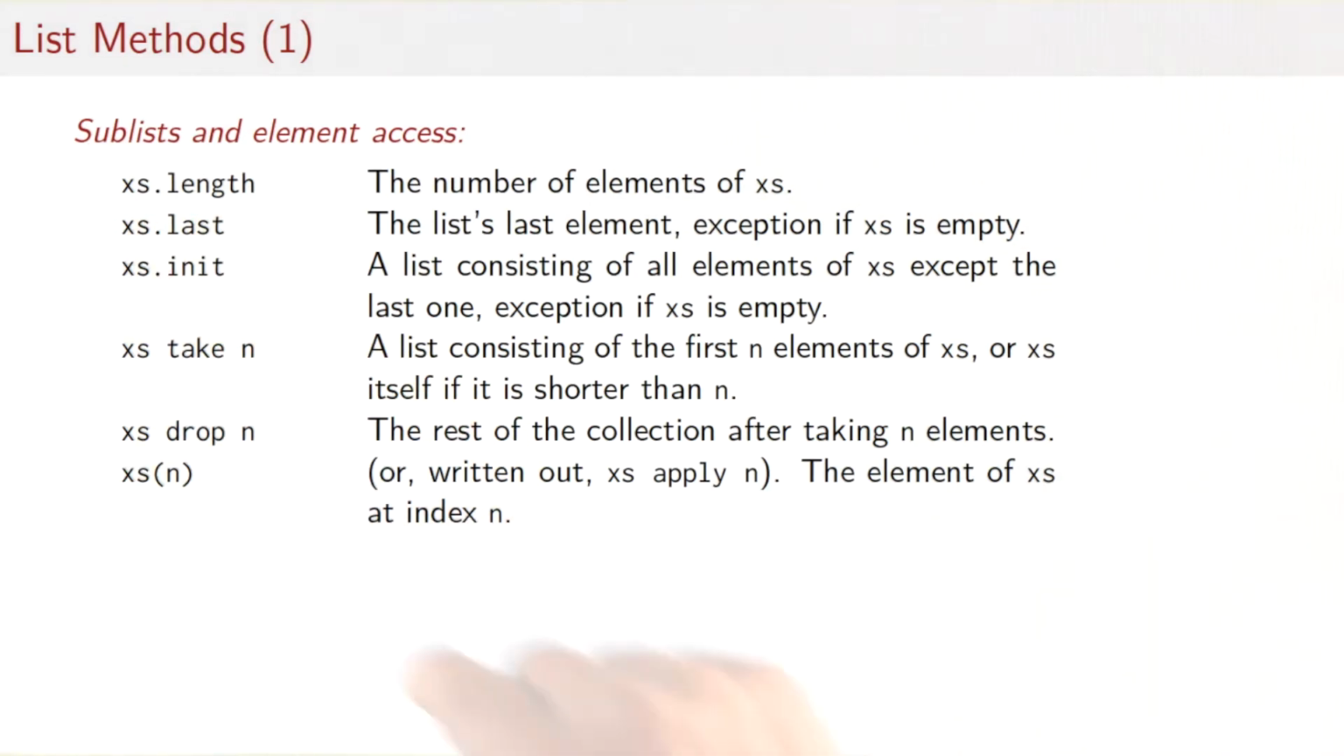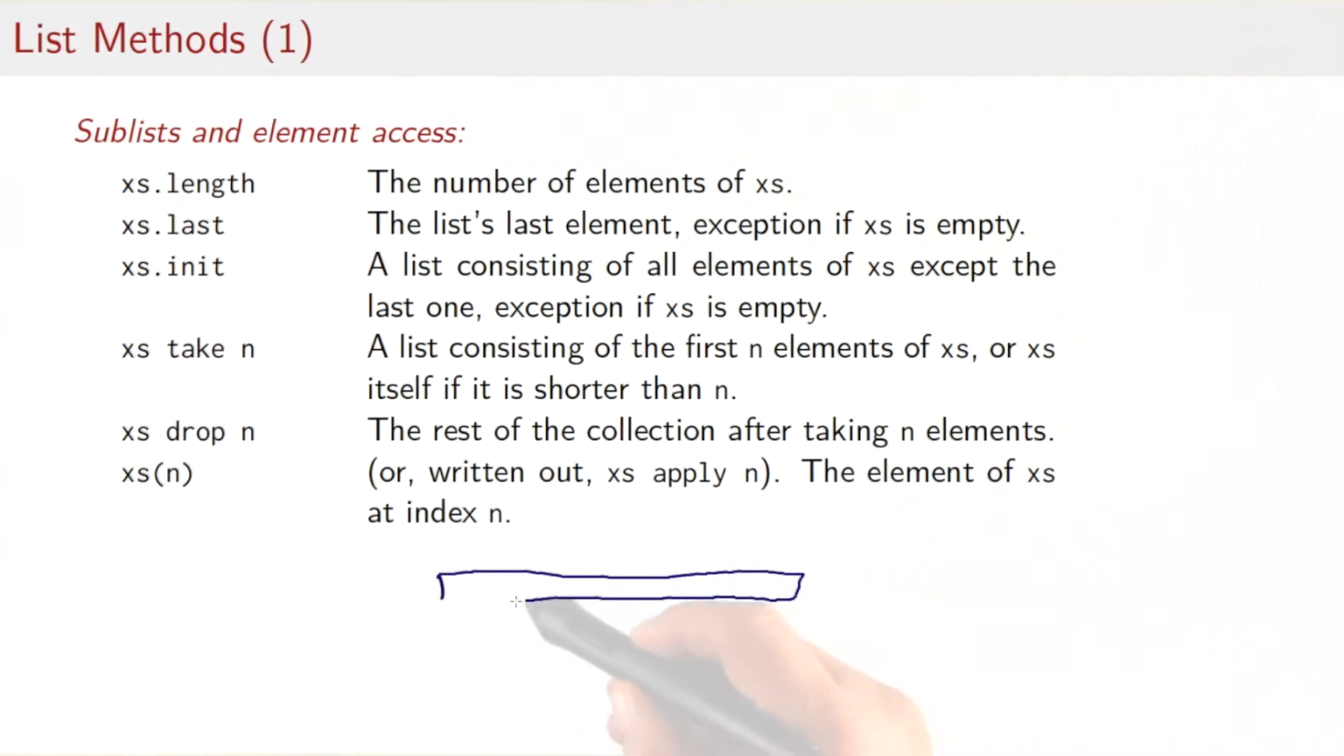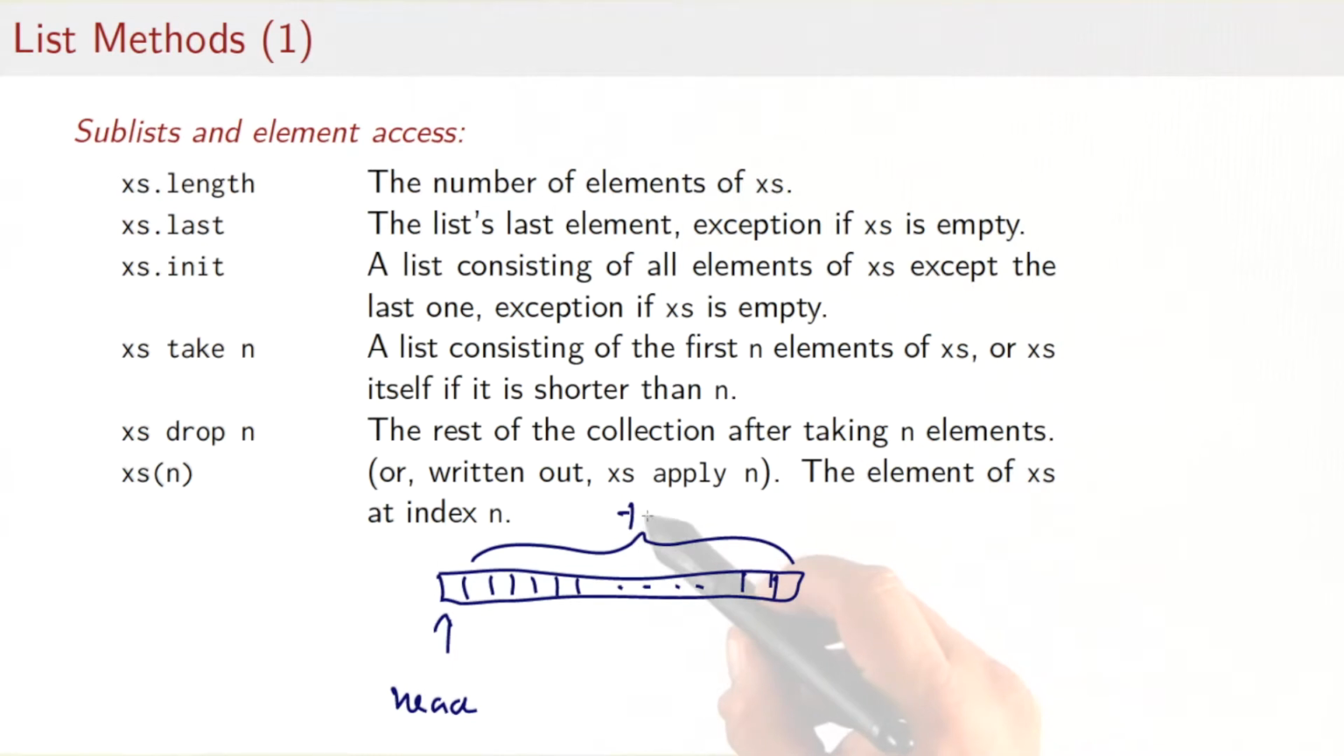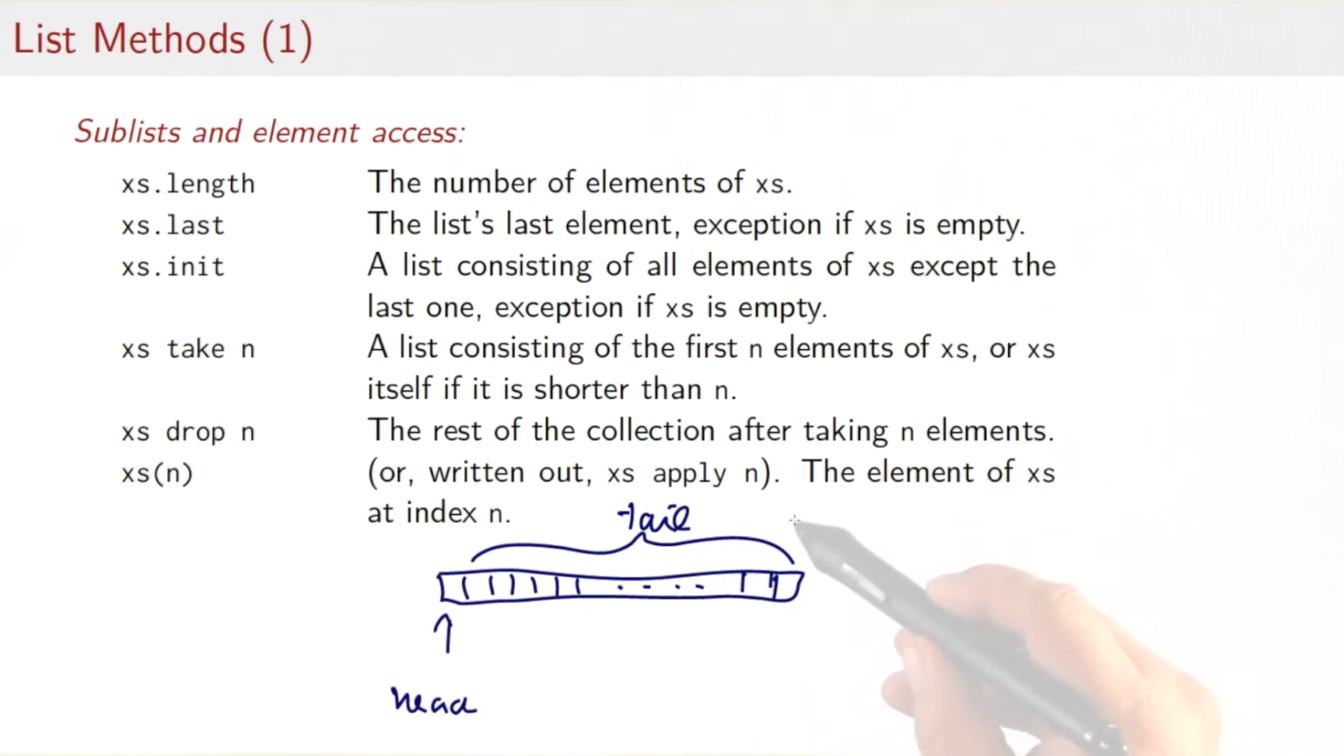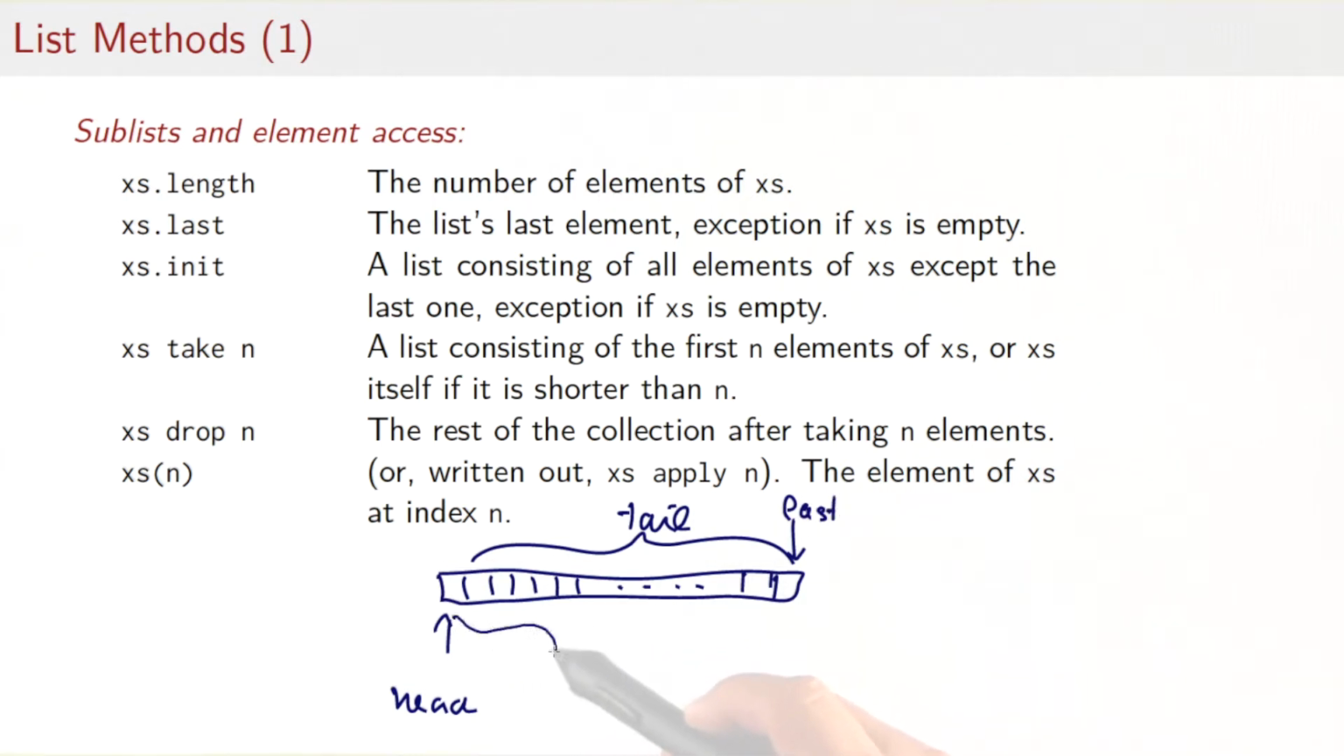First one is the length method, so that gives you the number of elements that are in the list. You know already about head and tail, so if you have a list that I'm now writing as essentially a contiguous sequence of elements, then head would be the first one here, and tail would be the rest. The duals of head and tail are called init and last. So last would give you the last element in a list, and init would give you all elements except for the last.